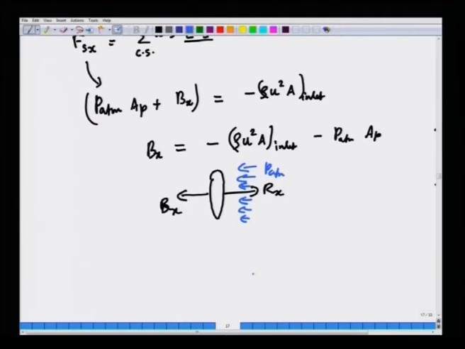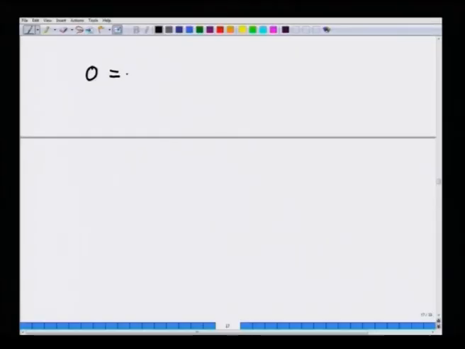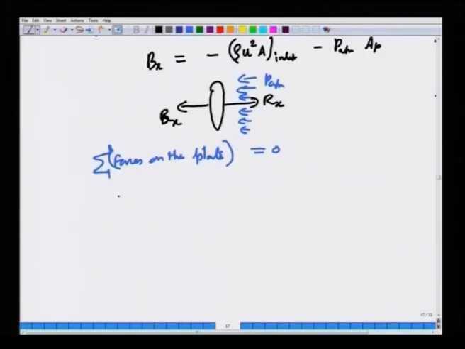Since the plate is not accelerating, sum of all forces on the plate must be 0. So, that simply means 0 is equal to minus B x. We have taken B x to act in this direction, sum of all forces on the plate in the x direction is 0.